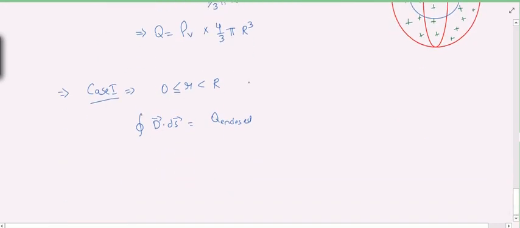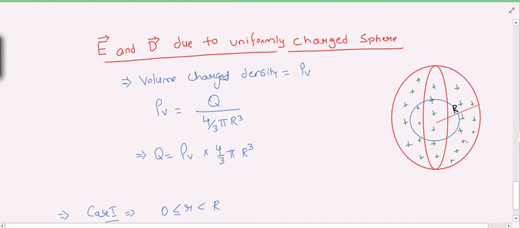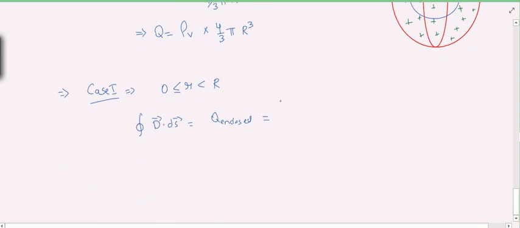As the charge is uniformly distributed, it will be the volume charge density multiplied with the volume of this sphere. The volume of the Gaussian surface we have taken is multiplied with the volume charge density, that is rho v into 4/3 pi r cube, right? That will give the total charge present inside the Gaussian surface.